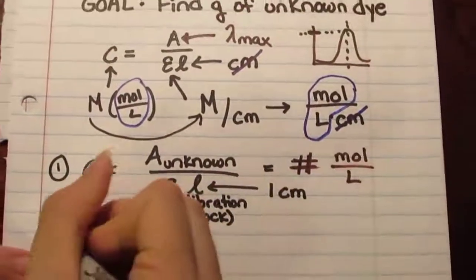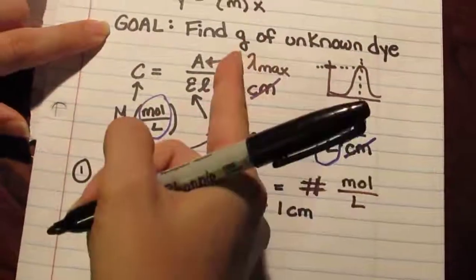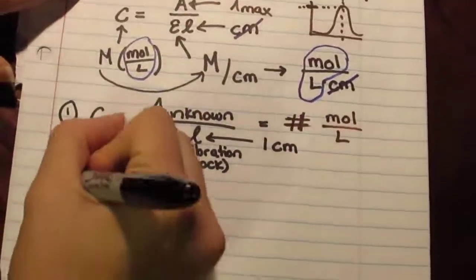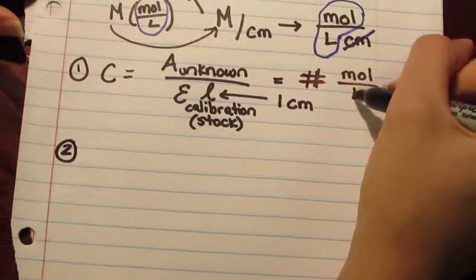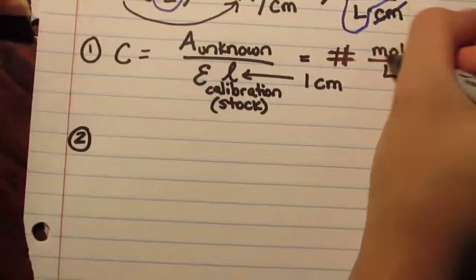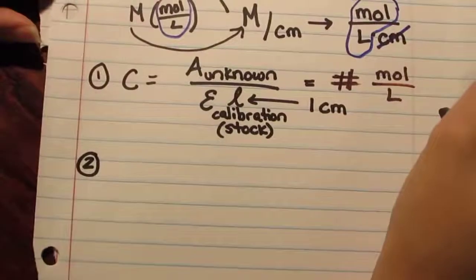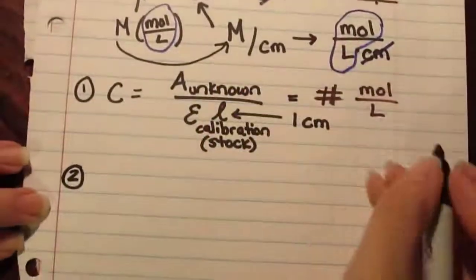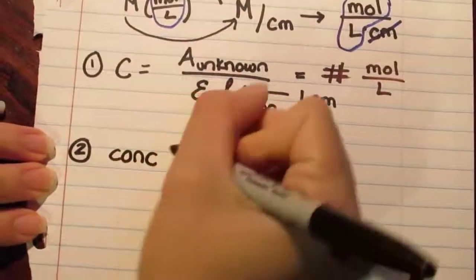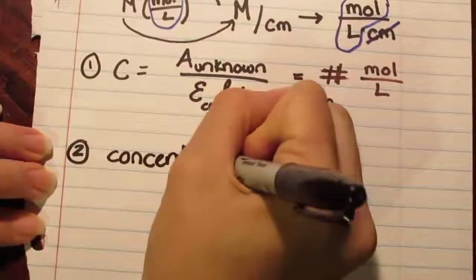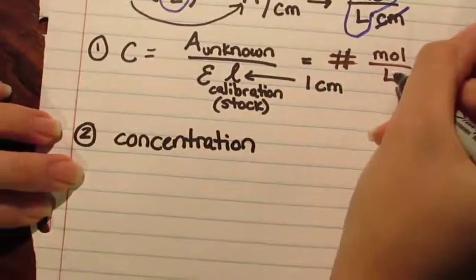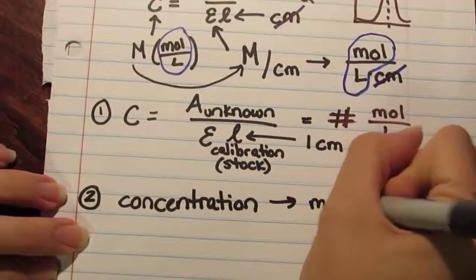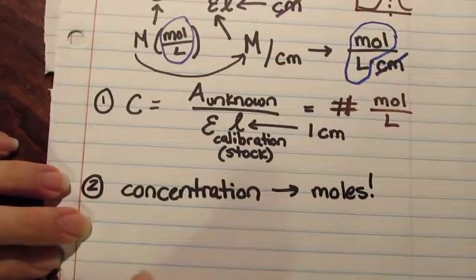Great, so now what? Well, our goal, if you remember, is to get grams of the unknown dye. Right now we're stuck with moles per liter. So we need to somehow get rid of this liter if we can, because then we'll be stuck with moles, and moles can be easily converted to grams. And then we'll accomplish our goal. So if we can get the concentration that we just found and knock out the liters, or the volume, then we can find the moles. So how do we do that?